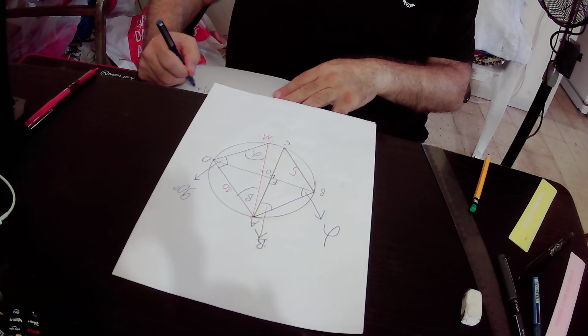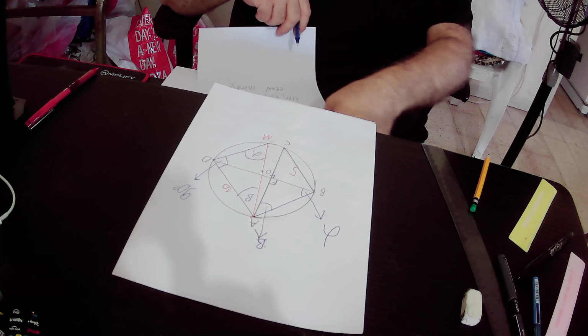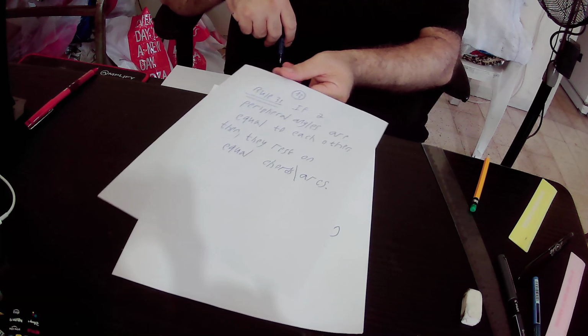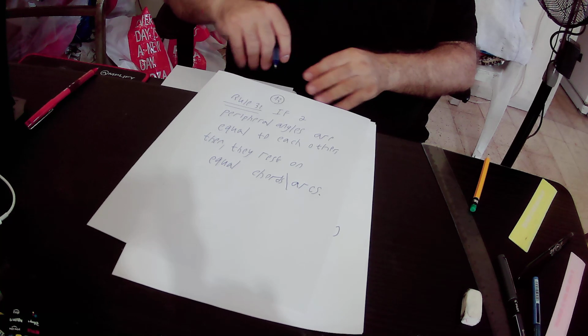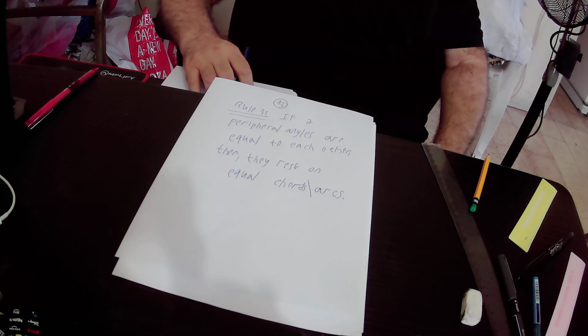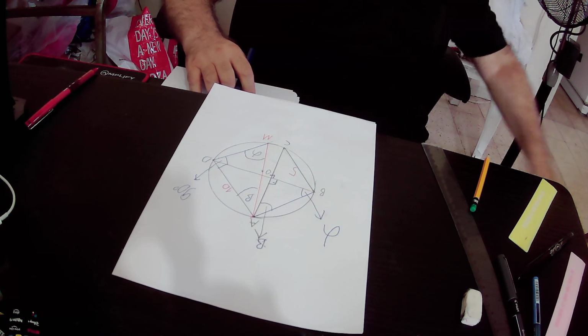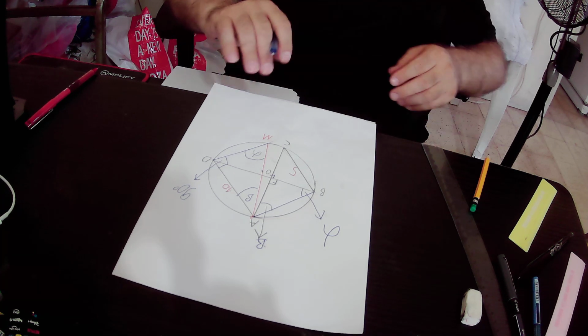I will read again rule number 3. Rule number 3 states that if two peripheral angles are equal to each other, then they rest on equal chords or equal arcs. So I will give you an example of rule number 3 in order to clarify it.